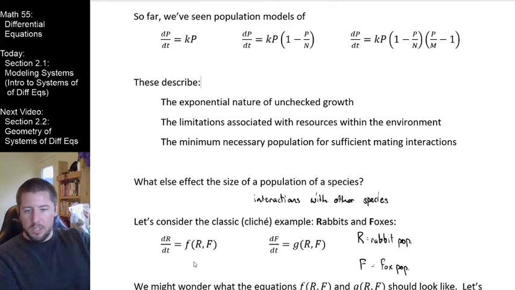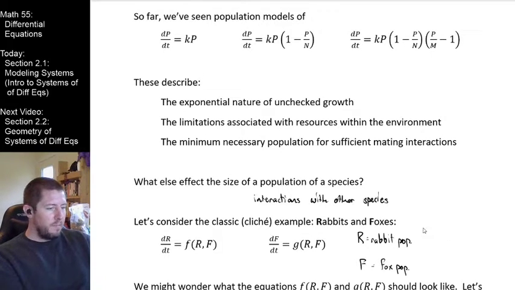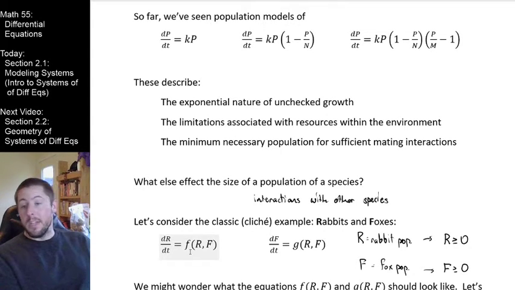Not lowercase f, which is describing the function associated apparently with the rabbits over there. And notice that since r and f are populations, it should be that r is greater than or equal to 0, and that f is greater than or equal to 0. We're not talking obviously about negative populations. We will talk about scenarios coming up where we obviously can have negatives. We'll see easy to understand scenarios for that. But for this particular population example, we only have positive populations, or 0.